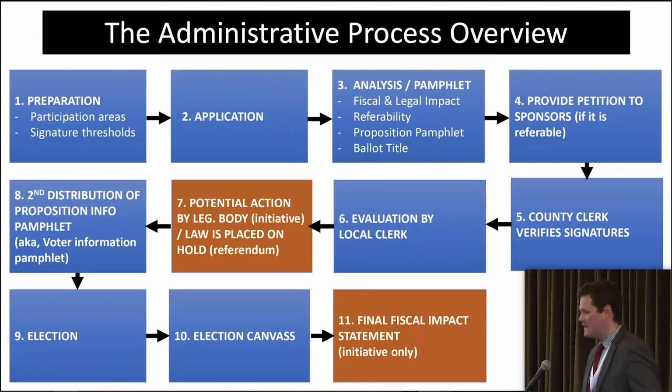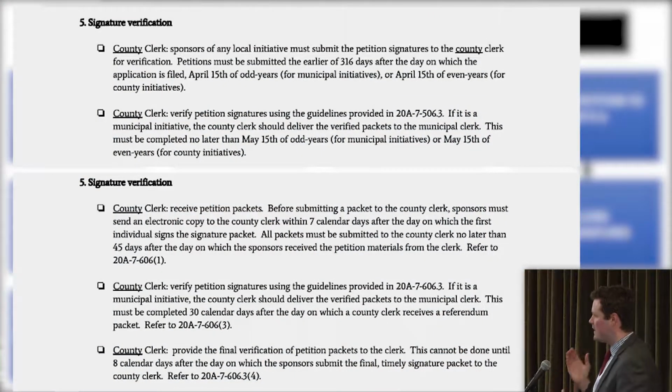So the county clerk verifies signatures. Those deadlines depend on whether it's an initiative or referendum. For referenda, county clerks have to do it within 30 days of the packets being submitted. Initiatives, they have a little bit more time.